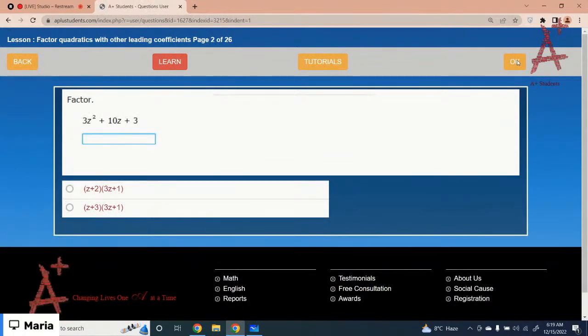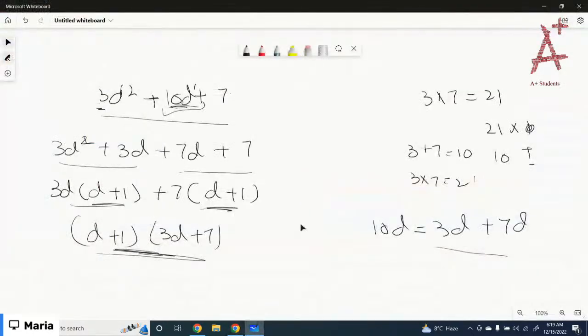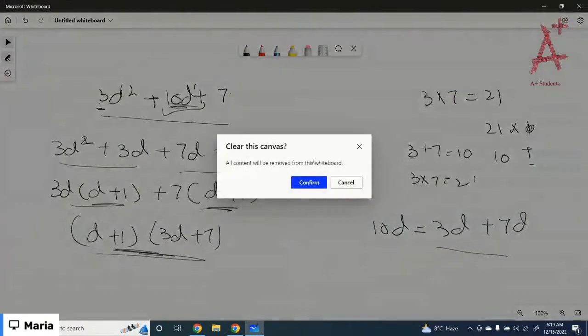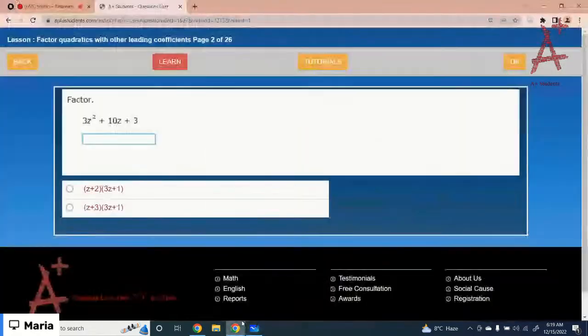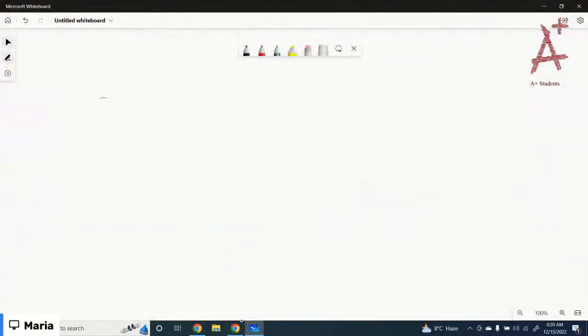Okay, the next one is 3z square plus 10z plus 3. When all the numbers are positive, it is easy to factor because the factors are positive.